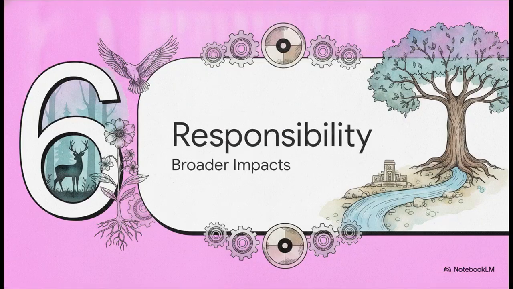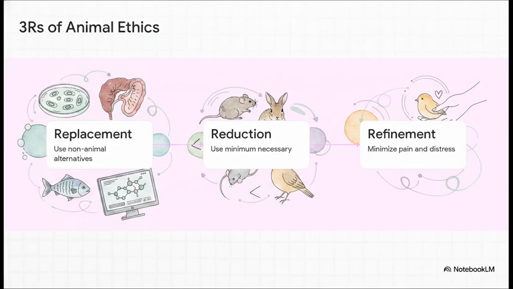Finally, Section 6, Responsibility and Broader Impacts. So, a really crucial point to make here is that our ethics absolutely must extend beyond just human subjects. Established way back in 1959, the framework known as the 3 Rs is the gold standard for animal research. Let's walk through a quick mental exercise on how this applies today.